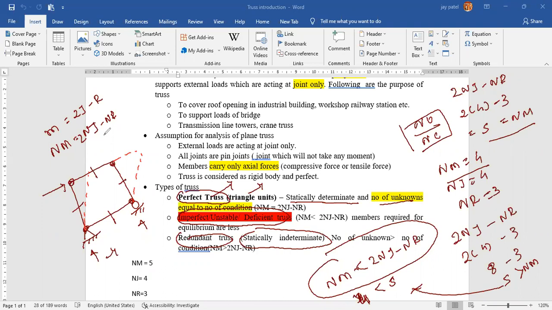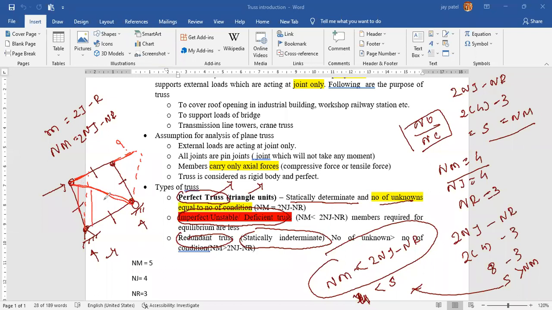But please think, if I am providing the member here, now tell me, such kind of deformation happen. Tell me, if I am providing a member like this, that's the reason I am telling all of you.